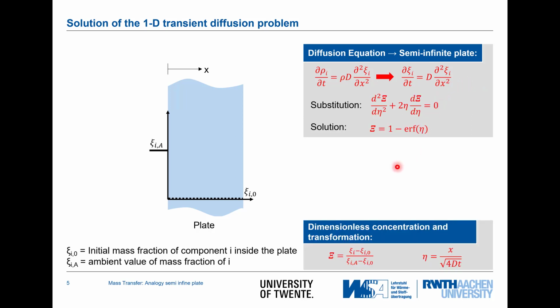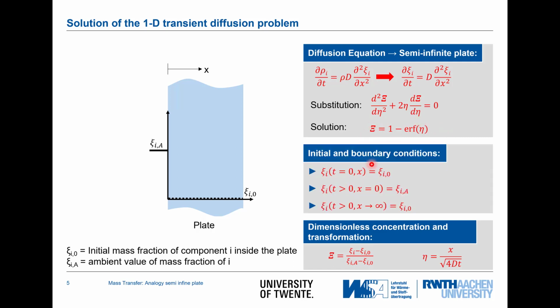And again, having the same substitution, but now with D instead of a, we can use the same equation, eta, and here it's no longer theta, the non-dimensional temperature difference, that's capital Xi, the non-dimensional mass fraction or mass concentration difference. And the solution is sketched here. The boundary conditions are written down here.